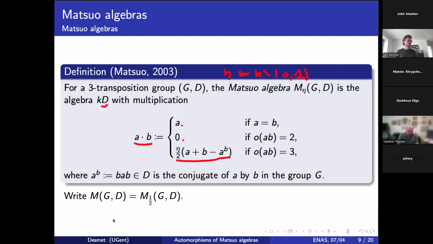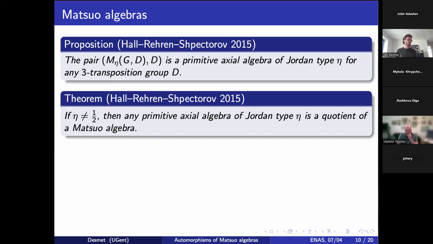When eta is equal to 1/2, I'll just write M(G,D), and that's the most important case to us, because that's where the Jordan algebras live, of course. Like I said, there are examples of these axial algebras of Jordan type. This was proven in 2015, namely that the pair (M_eta(G,D), D) is always a primitive axial algebra of Jordan type eta for any 3-transposition group. And in that same paper, they also proved that as long as the parameter eta is not equal to 1/2, then any primitive axial algebra of Jordan type is a quotient of a Matsuo algebra.